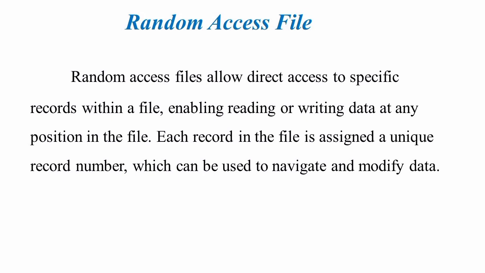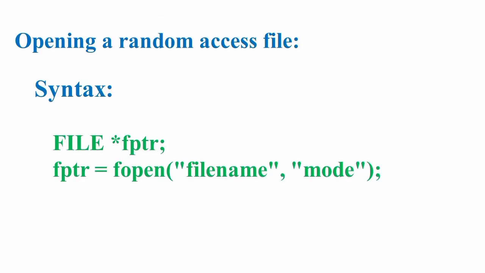Random access files allow direct access to specific records within a file, enabling reading or writing data at any position in the file. Each record in the file is assigned a unique record number which can be used to navigate and modify data. Here is the syntax and example of using random access files in C.